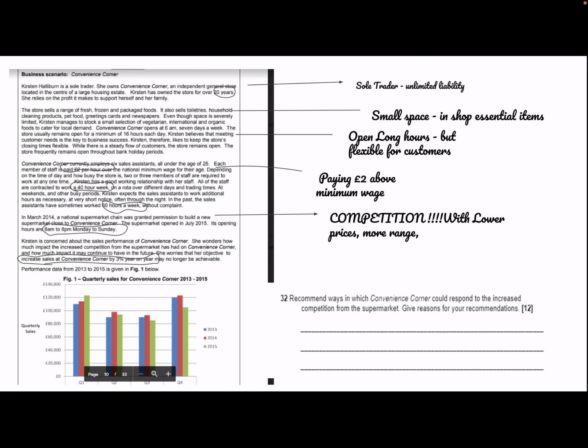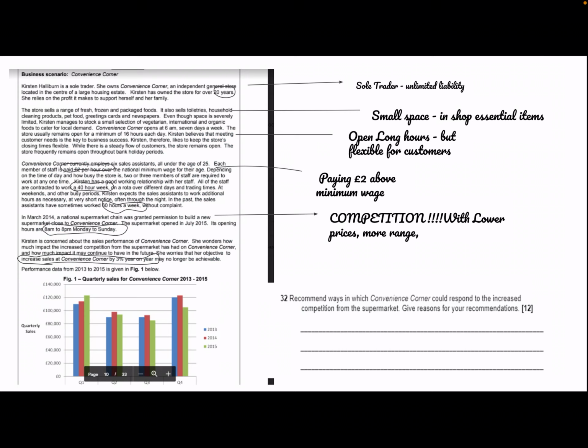In the second sentence, it starts to talk about the business itself. So in this case, it is a convenience store. And it starts to tell us the types of products that this particular shop does sell. And it goes on to tell us that the space is quite limited. So we have to be visualising quite a small shop, possibly like a little corner shop.